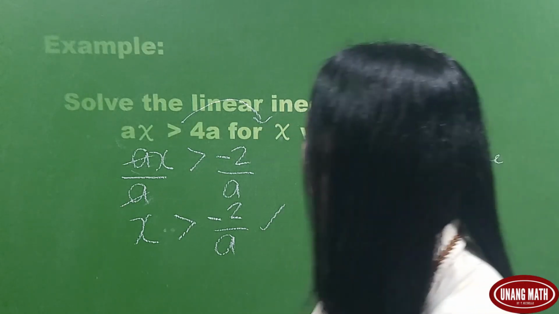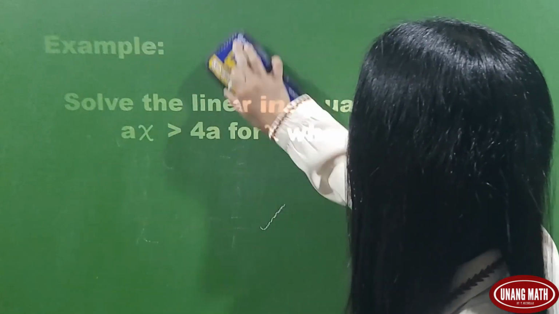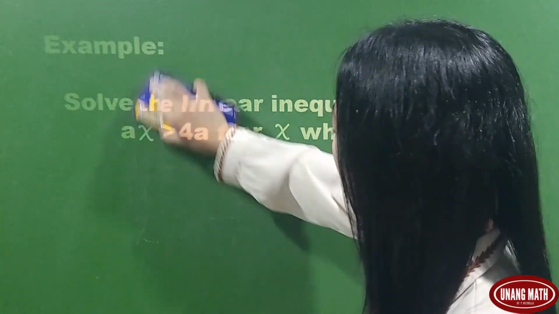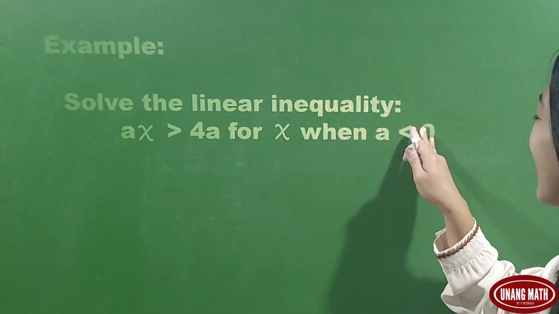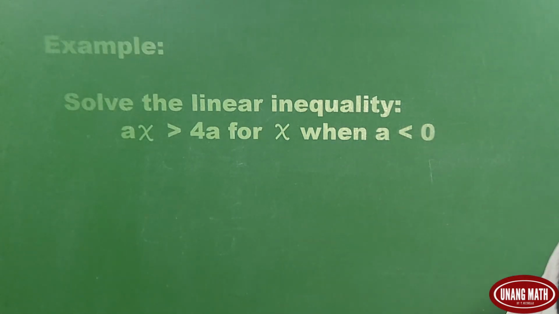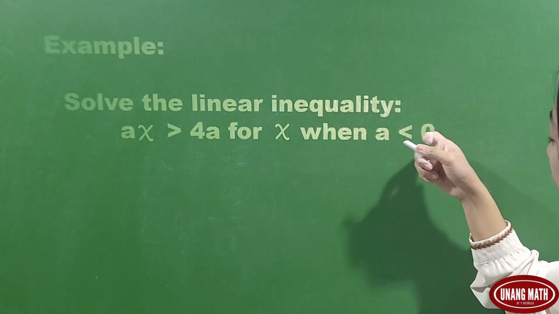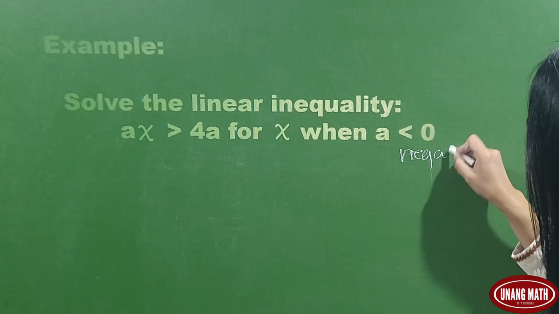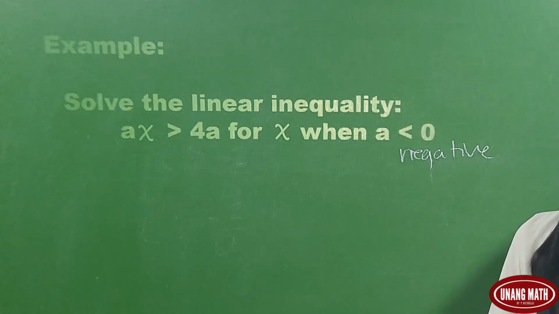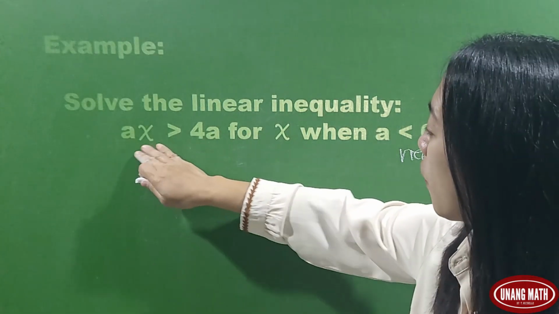Okay, what about the second example? Solve this linear inequality: ax is greater than 4a for x when a is less than 0. If a is less than 0, then it means a is a negative number. Okay, now let's solve this inequality.